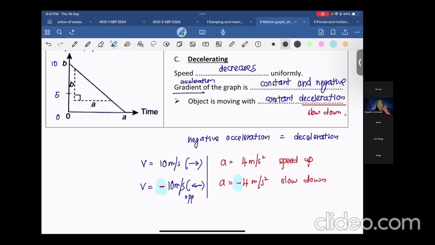For velocity, positive and negative bring the meaning of direction. But for acceleration, no, we cannot know the direction, but we know whether it is speeding up or slowing down. Is it okay? Okay, then we go to page number 8. Is it okay?